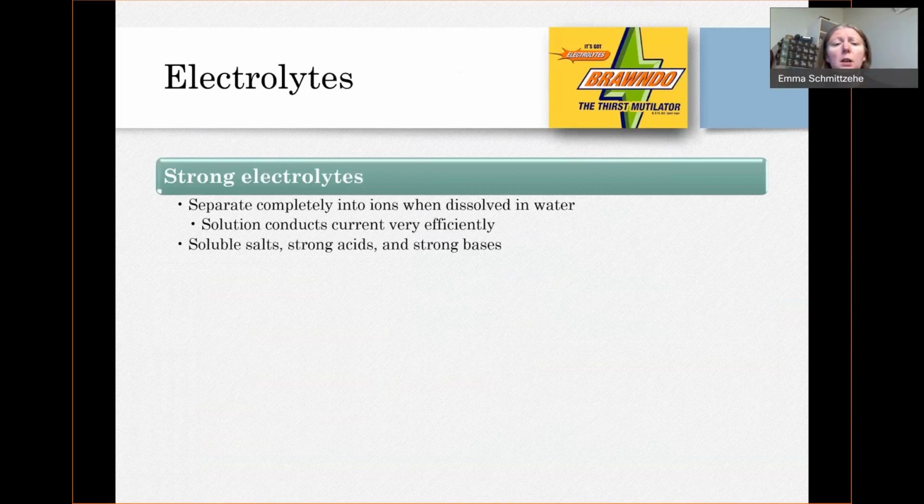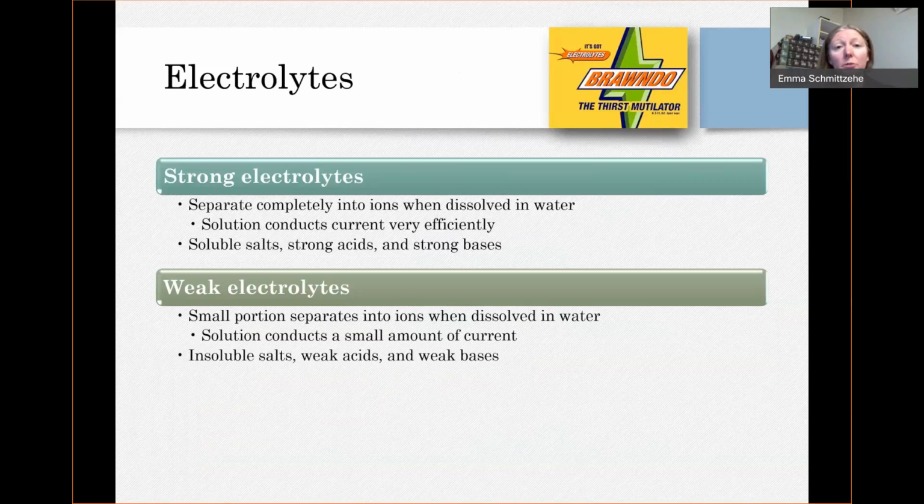So just as a reminder, strong electrolytes, they completely break into ions when they're dissolved in water. And so those things, since they completely break into ions, there's lots of ions in solution, meaning that solution will then conduct electricity very well. That is going to be anytime you have a soluble salt, a strong acid, or a strong base in solution.